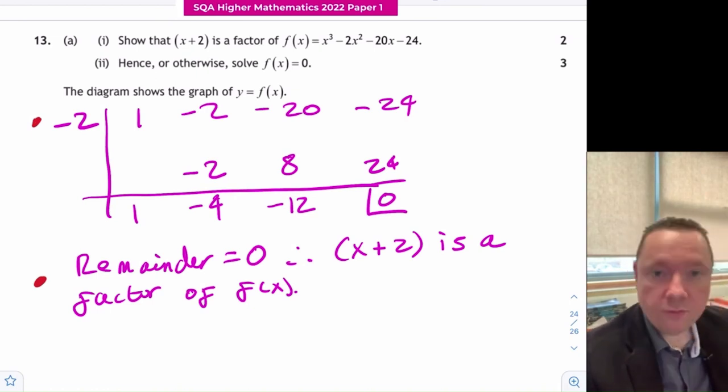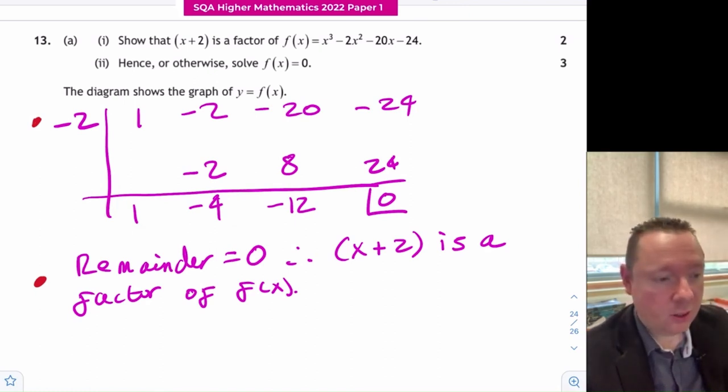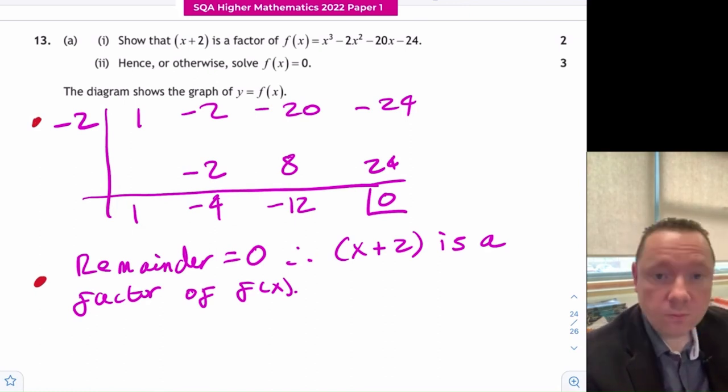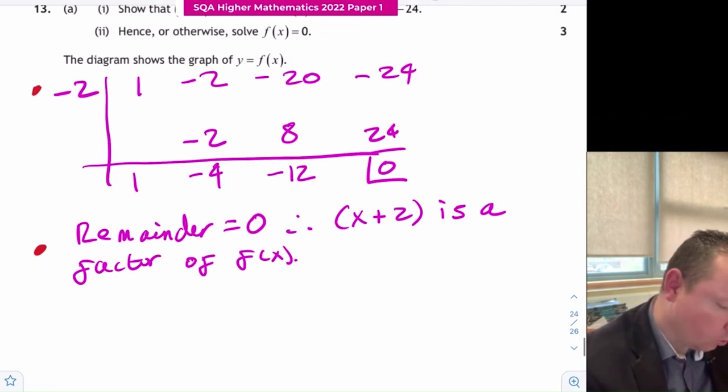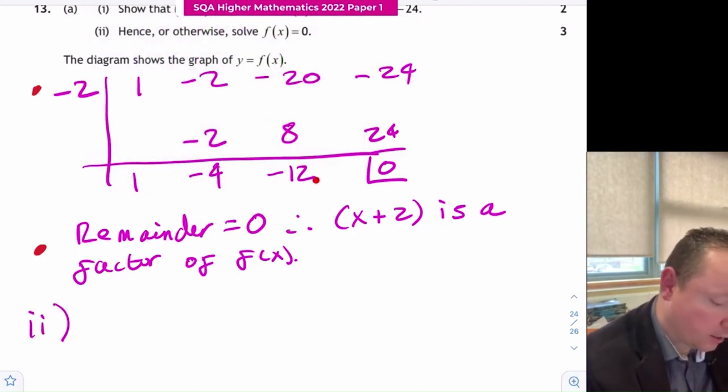Now, this is where the power of synthetic division comes in. If you've already done synthetic division for part A, you already know this. If you haven't done it for part A, then you're going to have to divide through. But let's just assume that we're doing it this way. So for part 2, we have got this whole bit, x squared minus 4x minus 12 is our factor.